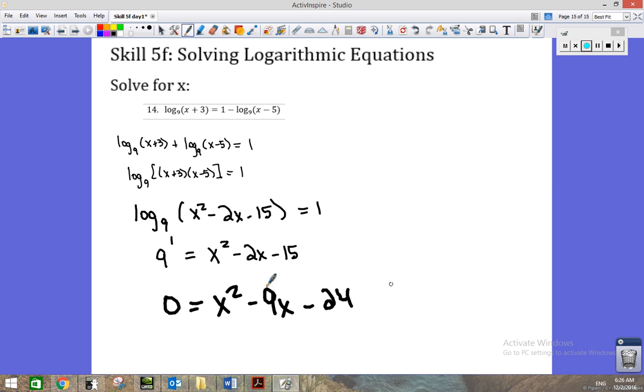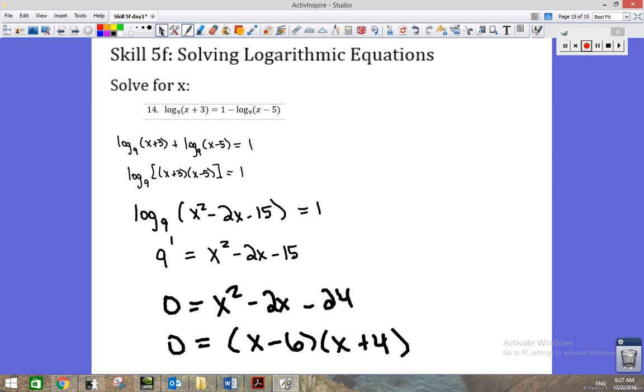So let's see. Why did I change minus 2x to minus 9x? That wasn't very smart. I have no idea why I did that. Maybe because I saw the 9, who knows. All right, so 6 and 4 ought to do it, right? If I have x minus 6 and x plus 4.